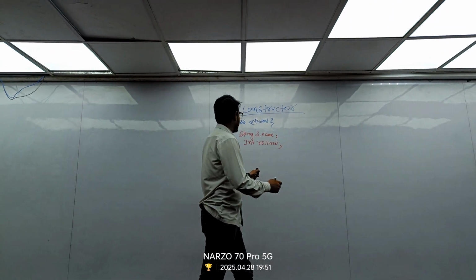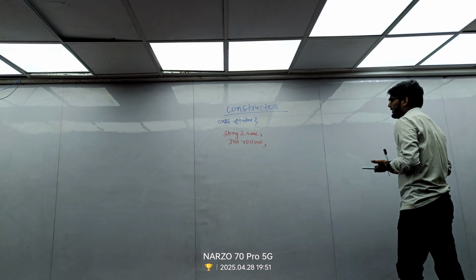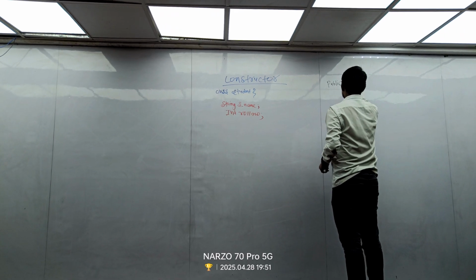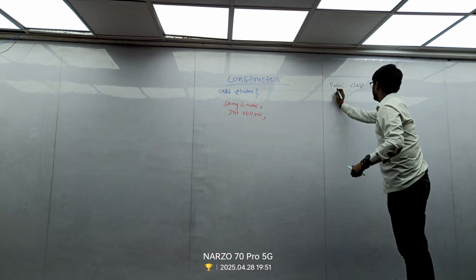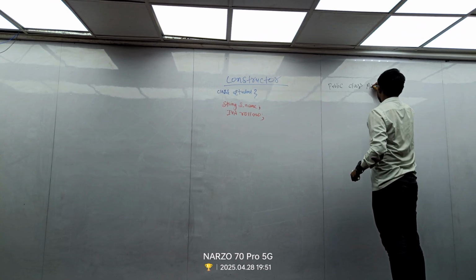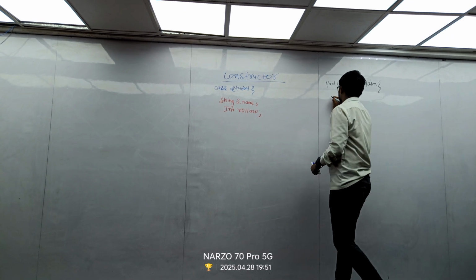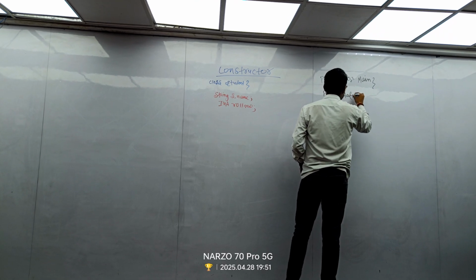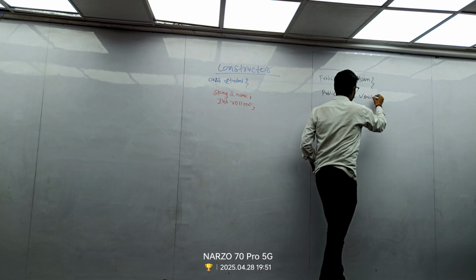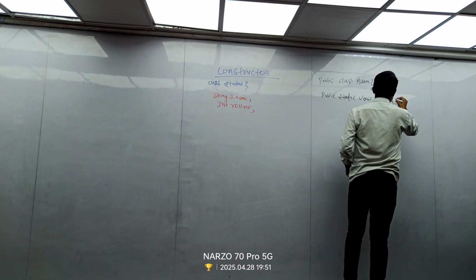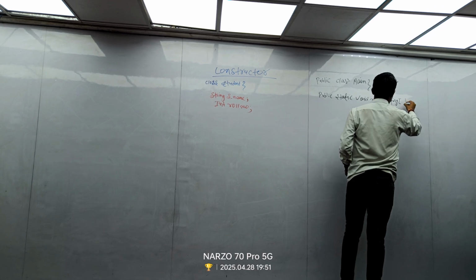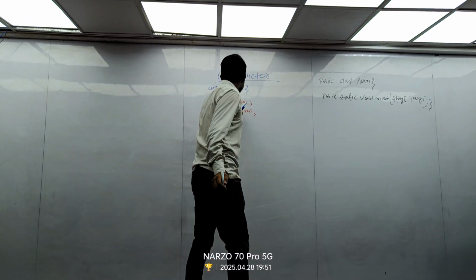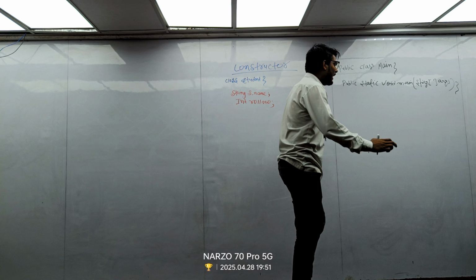So I will write a main method there. In the main method, public class Main. Here we write public static void main(String[] args). For this student name and student roll number, we have to create an object.